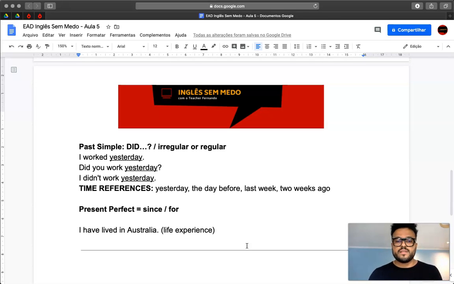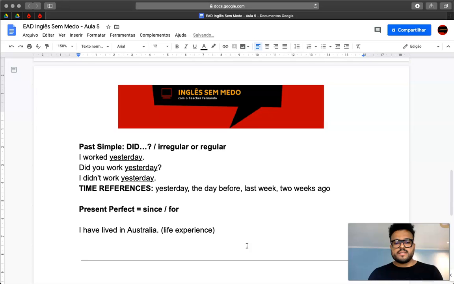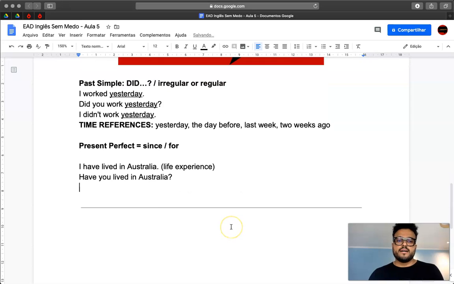On the activity. So, question: have you lived in Australia? Teacher, have you lived in Australia? This is something we can ask using have. And then finally, I haven't lived in Australia. It means this experience in my life didn't happen.